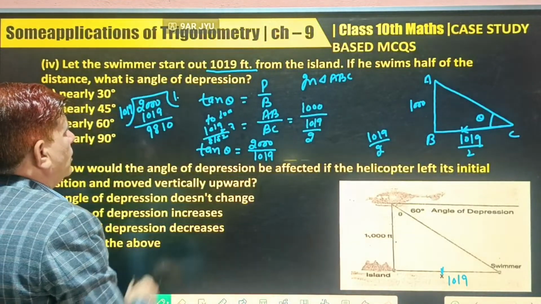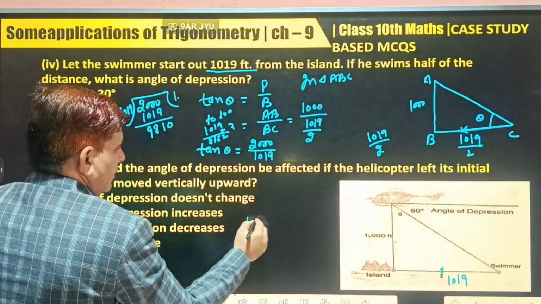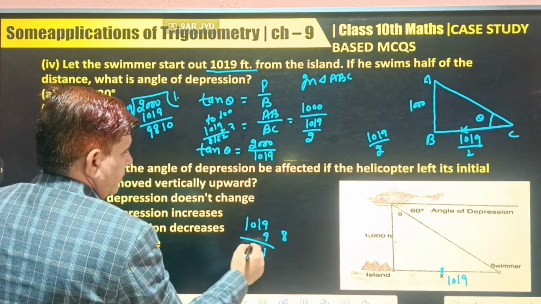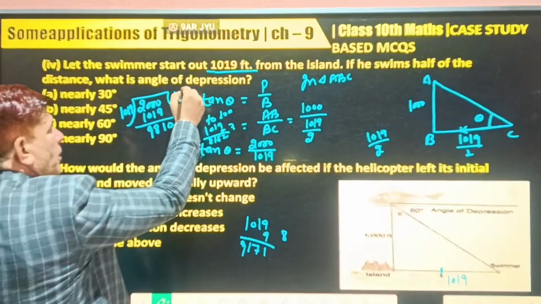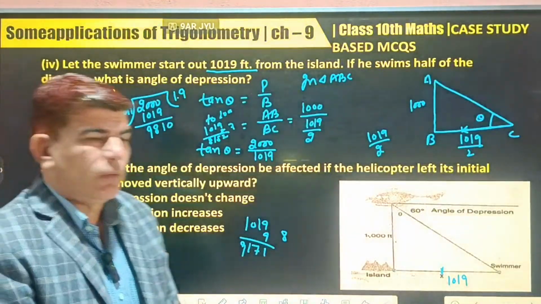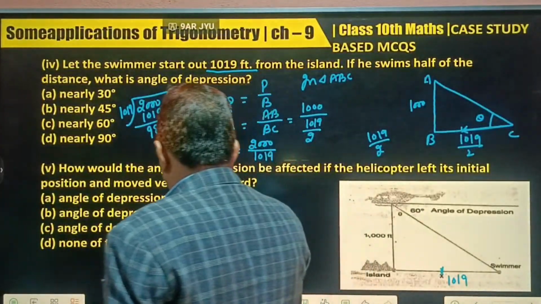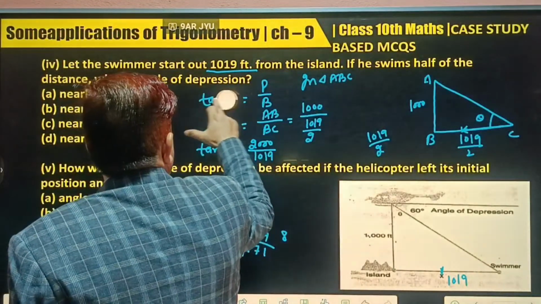Understood? Here this is coming 0.9. What's coming? 0.9. So I'm taking it like this. The answer is not given in this way. So here, you understood this.